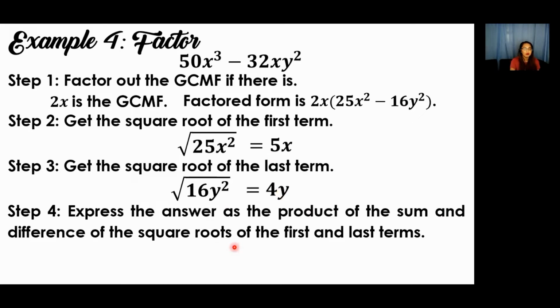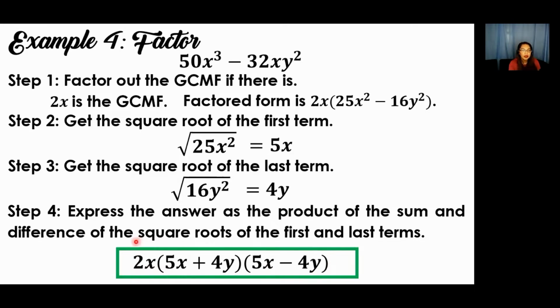Now, on step number 4, kailangan po natin i-express itong ating factors as the product of the sum and difference of the square roots. So, yun pa rin, 5x and 4y, kailangan i-add at saka kailangan i-minus, but hindi natin pwedeng kalimutan na meron tayong GCMF. So, yan yung ngayon nasa pinakaunahan. Yung GCMF natin, 2x, hindi siya pwedeng makalimutan. And then, yung ating sum of the square roots at yung ating difference of the square roots. So, ito ngayon yung ating factored form.